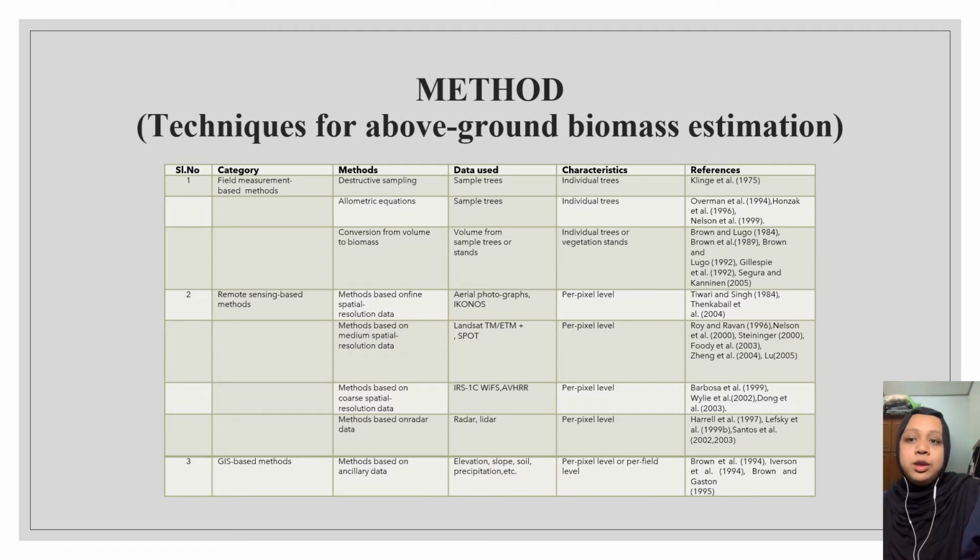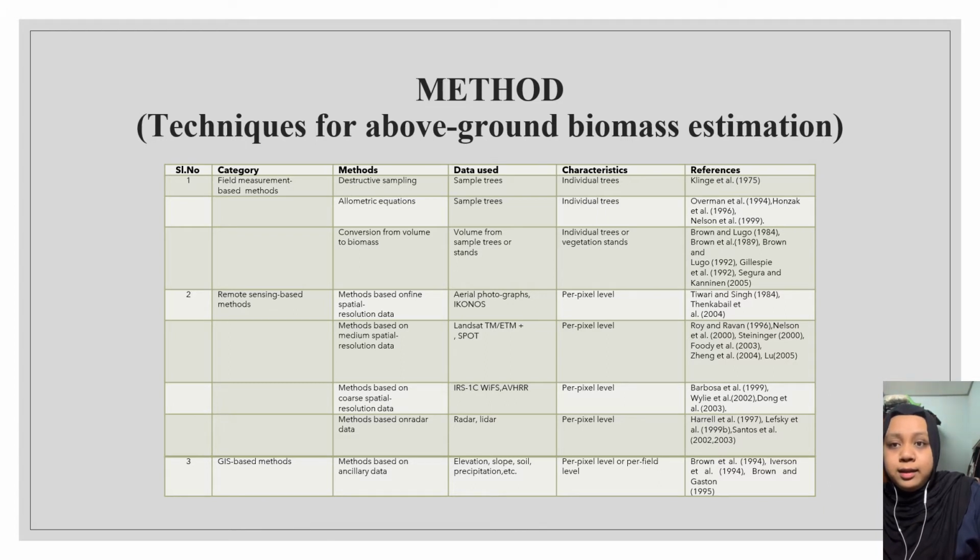The table shows a technique for above ground biomass estimation. There are three categories. The first one is field measurement based method. The field measurement based method has three methods that we use. The first is destructive sampling and the second is allometric equation. Both of these methods use the same data and characteristic. The data used is sample trees and the characteristic is individual trees.